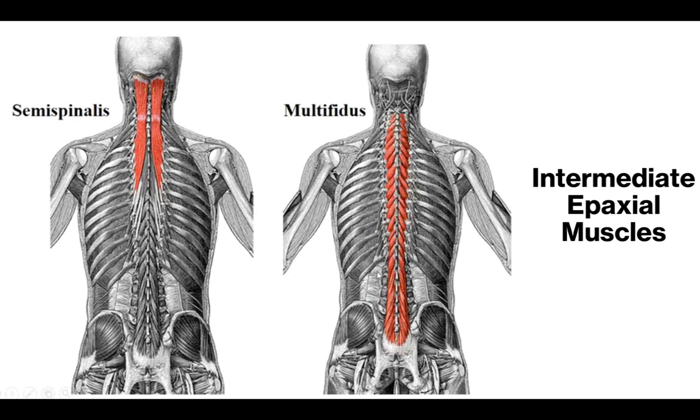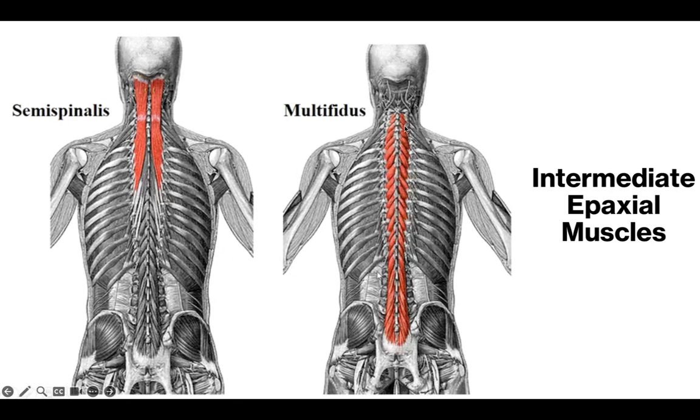All right. So let's talk about origins and insertions. All right. So semispinalis, right? Its origin is going to be along the transverse processes of the cervical and thoracic vertebrae. So we can see that lateral origin, that lateral attachment along those transverse processes.